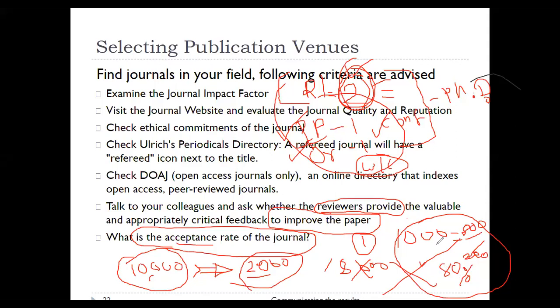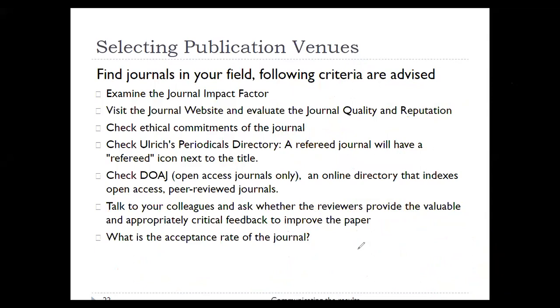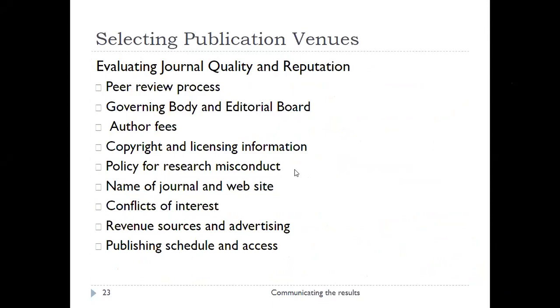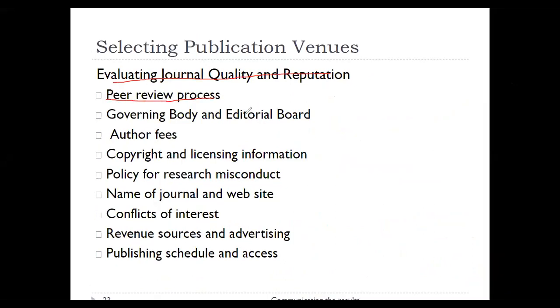So you should keep in mind the time frame of the research paper. Again, the time frame of the research journal is also important, that we will see if we have covered it here. Okay, then what else do we need to see? How to evaluate the journal quality and reputation? How to do that? By looking at the peer review process. If it is peer reviewed, it's good. We will also see what the governing body and editorial board are.